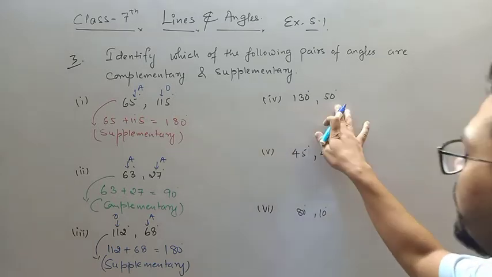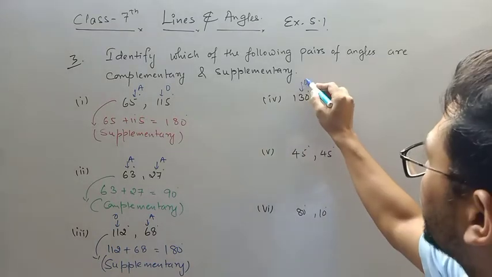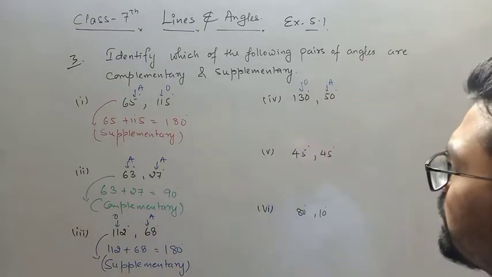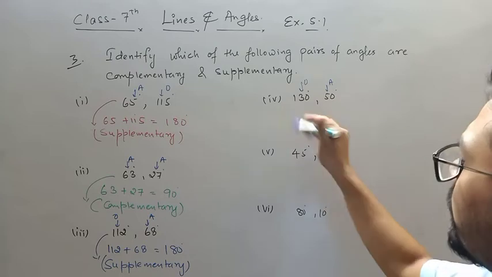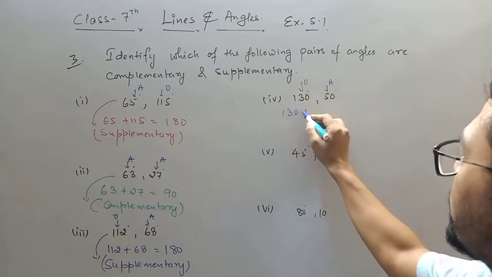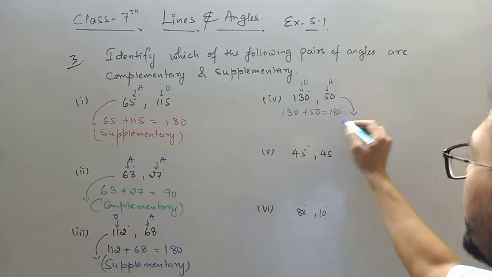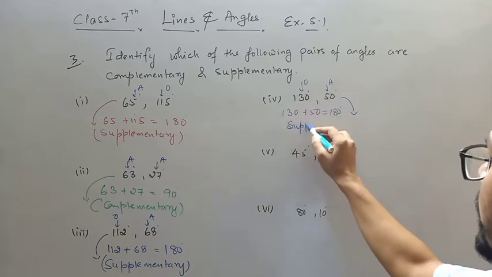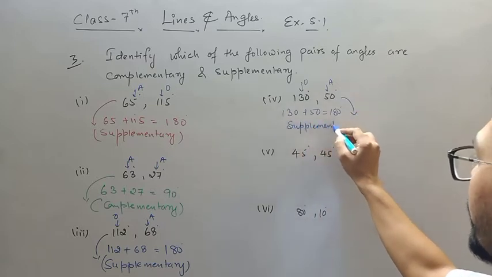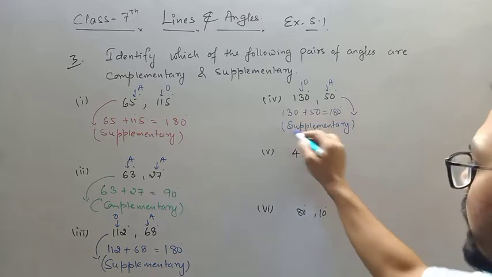Now the sum of 130 and 50. Again, this is an obtuse angle and this is an acute angle, right? The summation of obtuse and acute, 130 plus 50, is equal to 180 degrees. Again, it's a pair of supplementary angles.